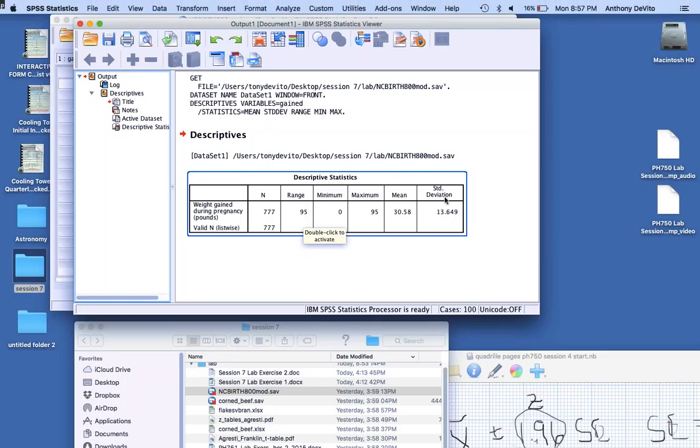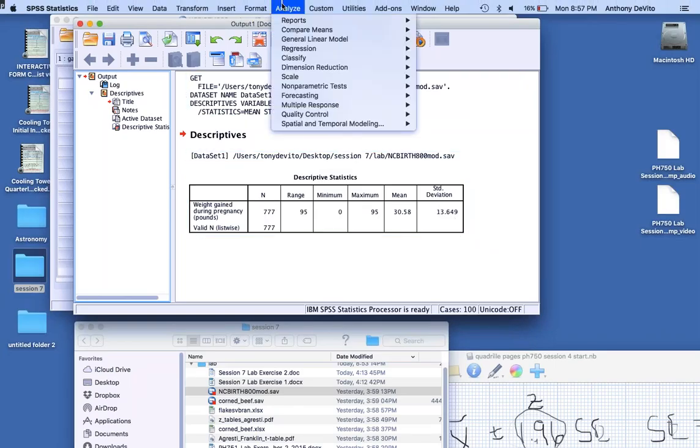So now I can use this standard deviation, because it's such a large sample, as an estimate of the population standard deviation. And the standard error of the mean is going to be the standard deviation divided by the square root of the sample size. So the standard error is going to be a much smaller number.